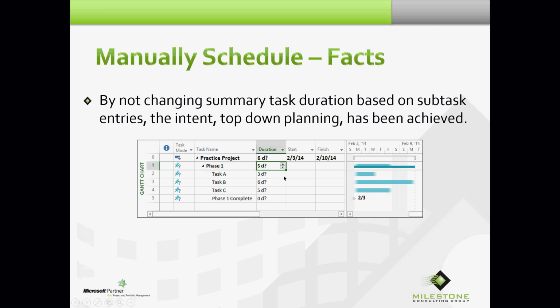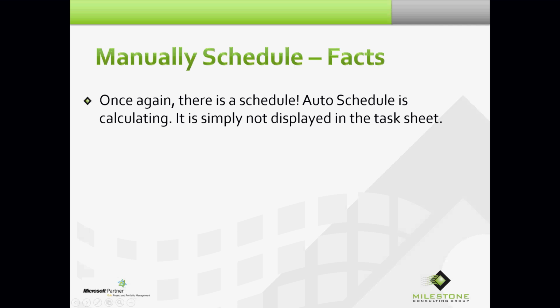Manually scheduled mode is just giving me the ability visually to piece this together at a high level and then at a detailed level without changing the high level, allowing me to do an easy comparison. Here's what we thought, 5 days, much earlier on, and today we have a task that we're estimating at 6 days. That would be in conflict with our earlier phase level estimate of 5 days. Apparently some more information has come to light that we just couldn't have known when we estimated the phase. So once again, please remember there is a schedule. Auto schedule is calculating. It's simply not displayed in the task sheet.